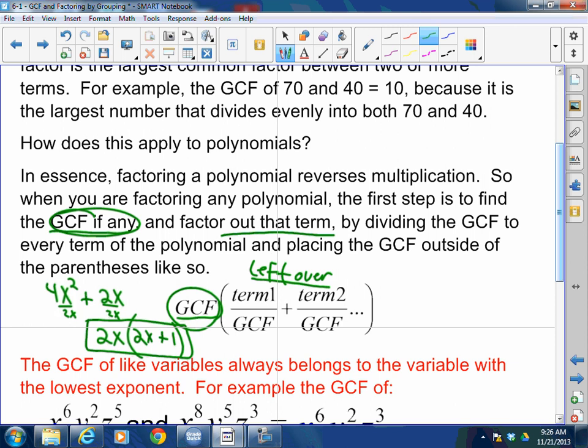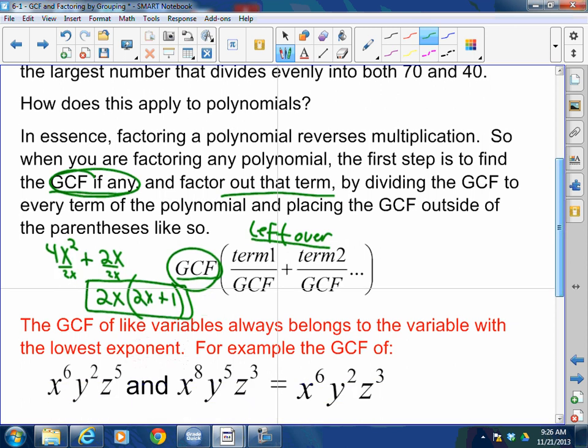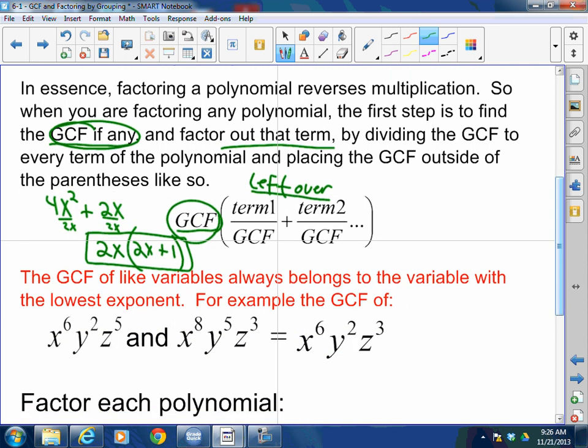And then red here, I put in red so it could stand out. The GCF of like variables always belongs to the variable with the lowest exponent. For example, x to the 6th, y squared, and z to the 5th, and x to the 8th, y to the 5th, z cubed. Remember, we're trying to find out the factor.